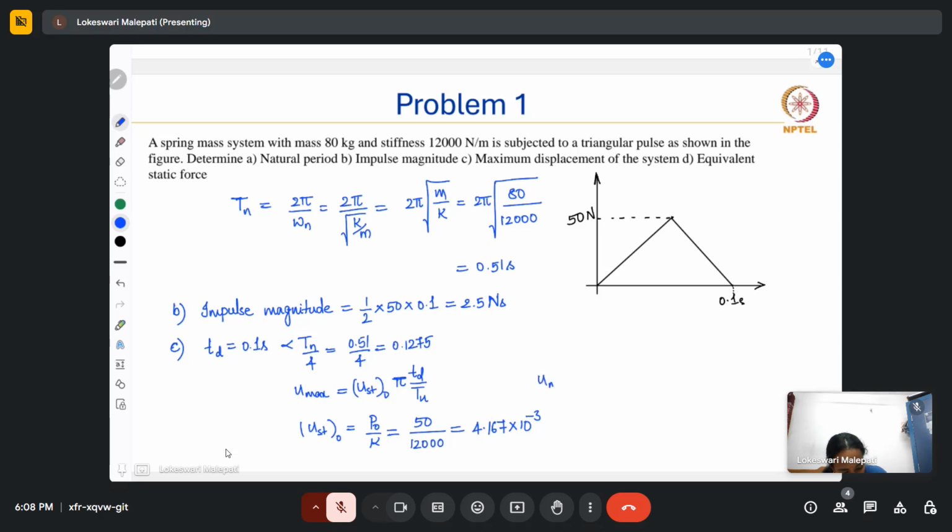So Umax is equal to 4.167 multiplied by 10 power minus 3, with Td as 0.1 seconds and Tn as 0.51.